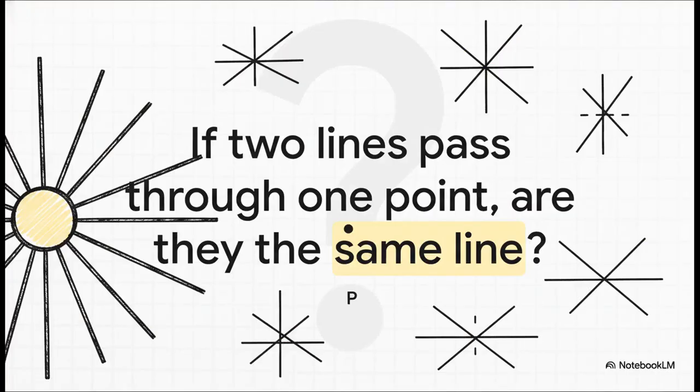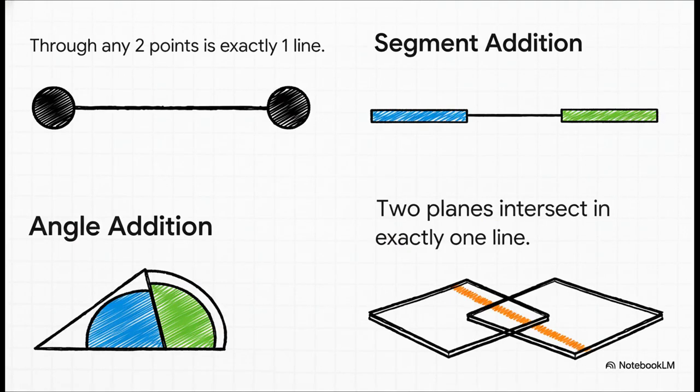Here's a little brain teaser for you. Let's say you have two different lines, and they both happen to pass through the same single point, P. Does that mean they have to be the same line? The answer is no, of course not. Just think about the spokes of a bike wheel. You can have tons of different lines all passing through that one single point in the center. They just intersect there.